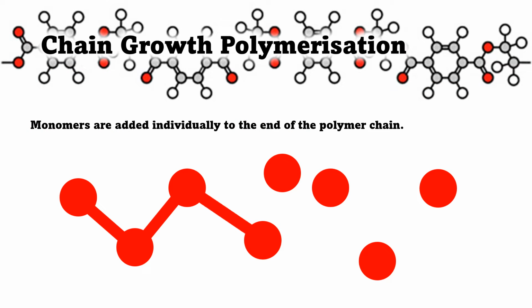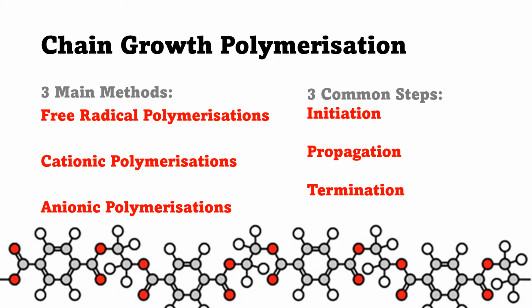Chain growth polymerization is where monomers individually add on to the end of the polymer chain. Only the polymer chain has the reactive group, so growth is linear. There are three main methods of chain growth polymerization.